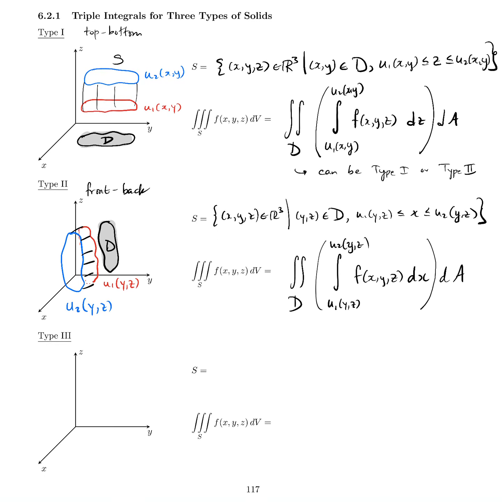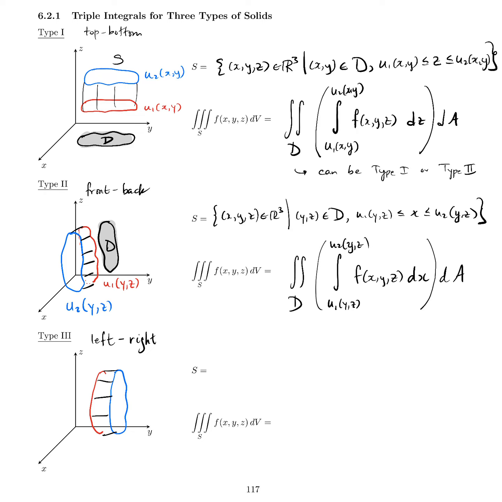Type 3, well, what's left? We've got top-bottom, we've got front-back. What we are missing is left-right. So our type 3 solid will be a solid where we can describe the bounds as a left and a right bound. So our front bound will be, again in blue here, our back bound or our left bound will be in red. Again, we're imagining a solid bounded between them.